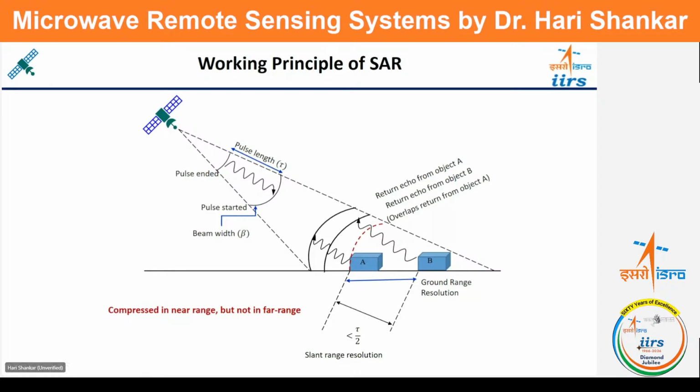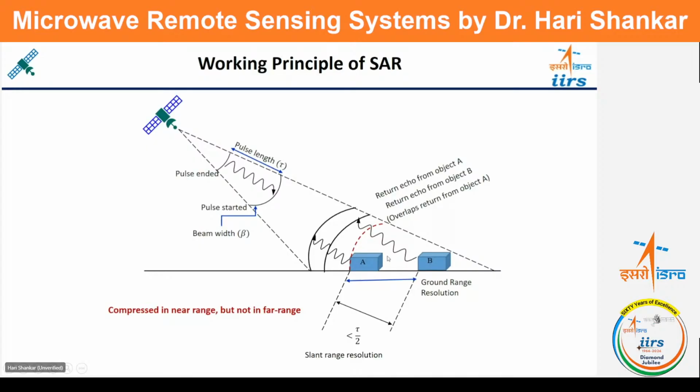So you can say the slant range is varying, but the lowest slant range is called the near range or near slant range, and this is called the far slant range. In between far and near, so many slant ranges are there. Similarly for the ground range, this is called the near ground range, and this is called the far ground range.